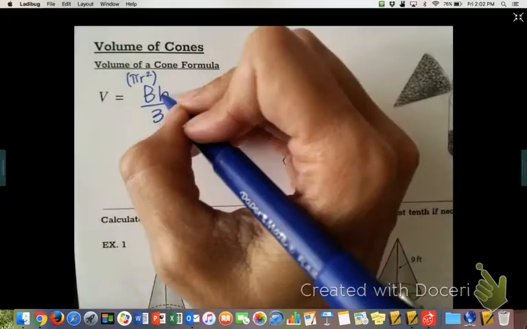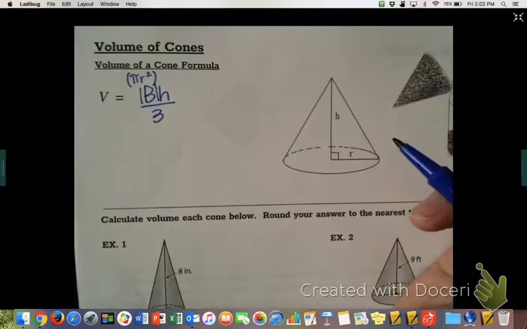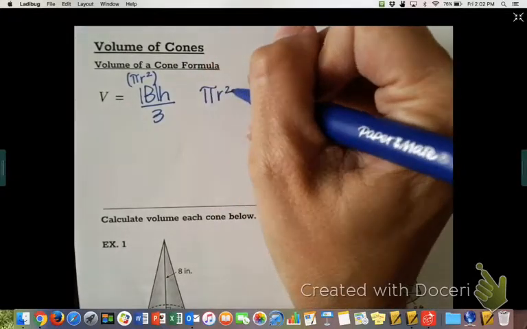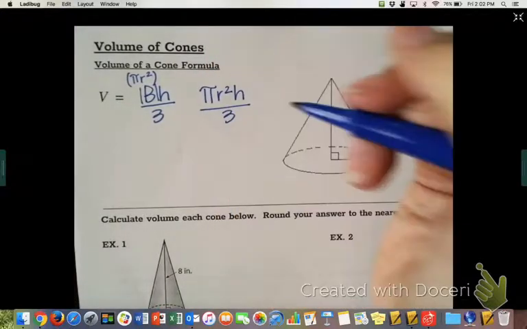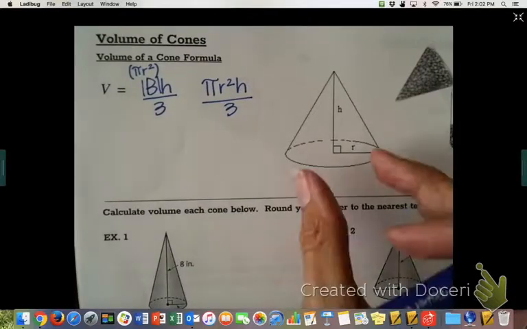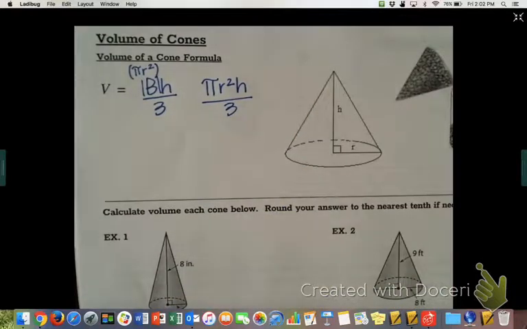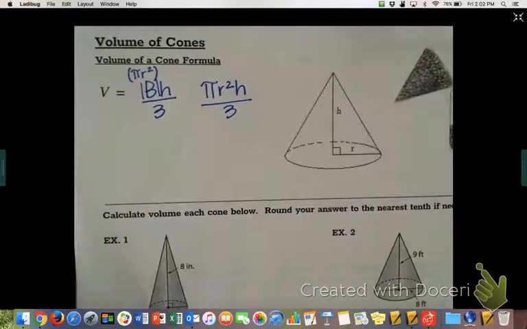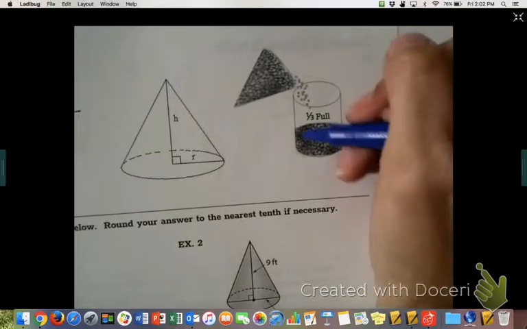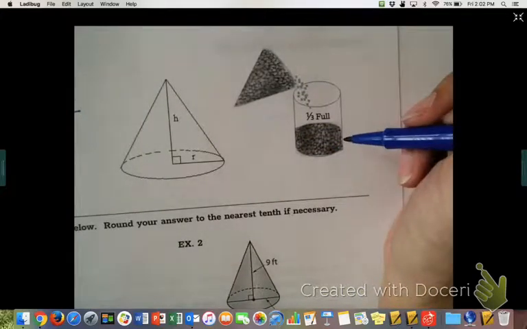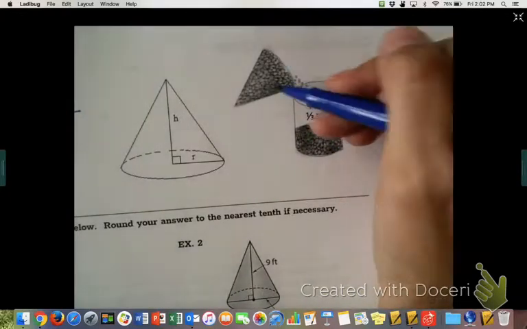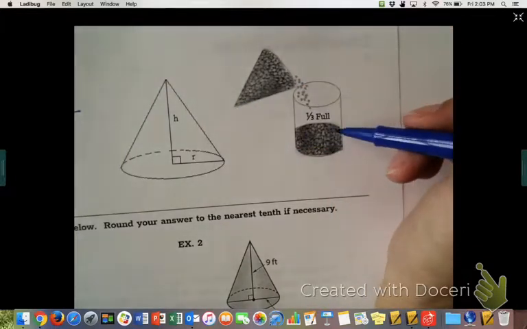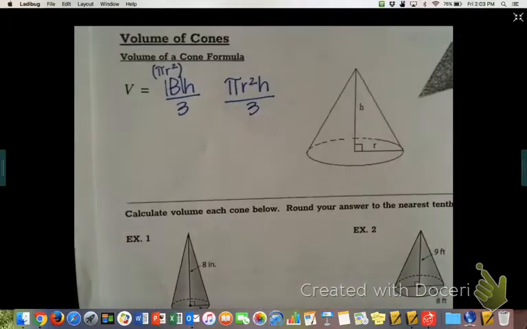So you can either know that that's what I mean for base, or you can just write the actual formula we're going to be looking at: pi r squared times height divided by 3. And again, we divide by 3 because it goes to a point, just like a pyramid did. Otherwise, if we left it going up straight and didn't divide by 3, it would be a cylinder. I've given you a picture of a cylinder over here. If you take it to a point like a cone does and dump it into a cylinder, it would only fill 1/3 of the way, which is why we divide by 3.